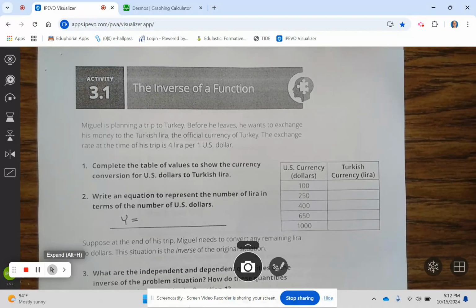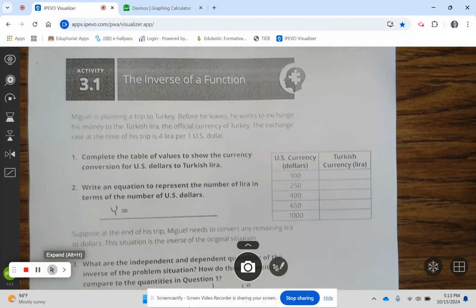3.1. The inverse of a function. Miguel is planning a trip to Turkey. Before he leaves, he wants to exchange his money to the Turkish lira, the official currency of Turkey. The exchange rate at the time of his trip is 4 lira per 1 US dollar. Complete the table of values to show the currency conversion for US dollars to Turkish lira.